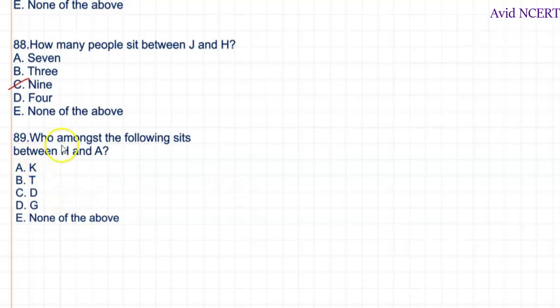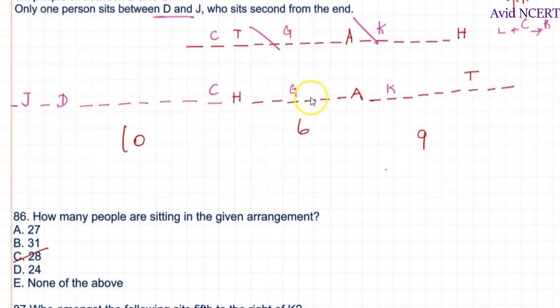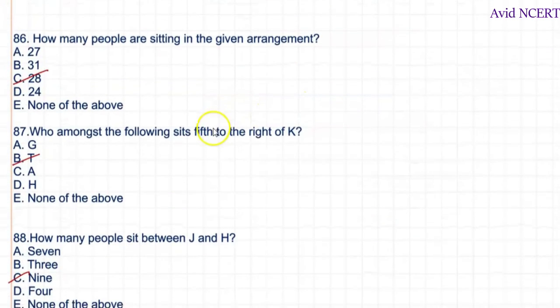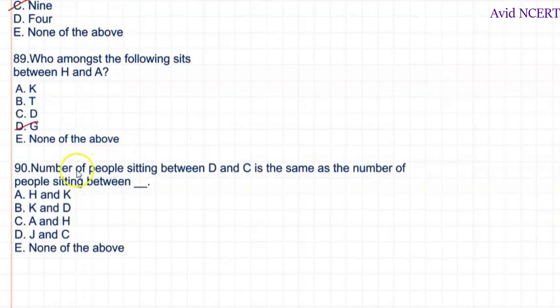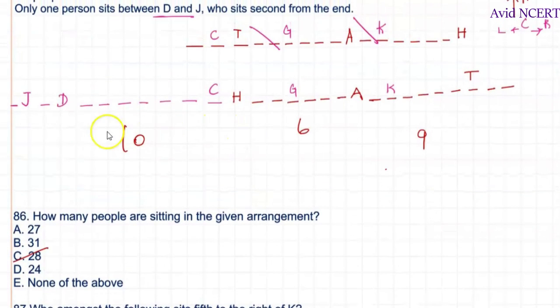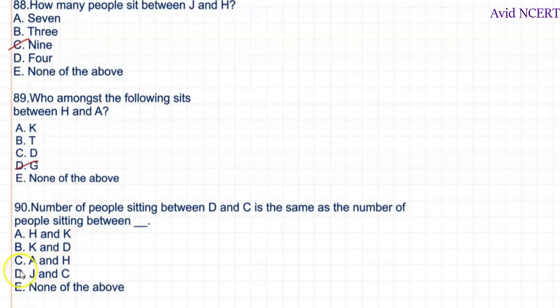The 89th problem is who among the following sits between H and A? In this case, G is the one who is sitting between H and A. So G. The 90th problem: the number of people sitting between D and C is the same as the number of people sitting between which of the following? So between D and C the number of people is 1, 2, 3, 4, 5, 6. The same number of people is sitting between A and H. You know that already. So A and H is the answer.